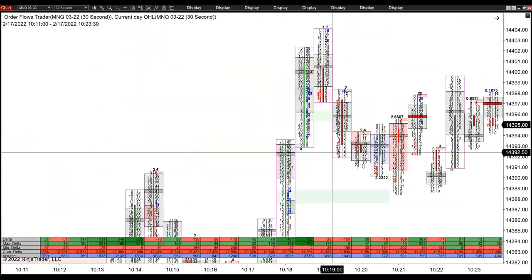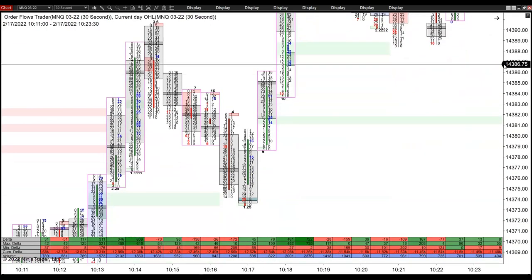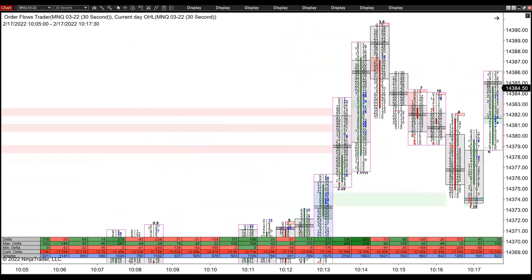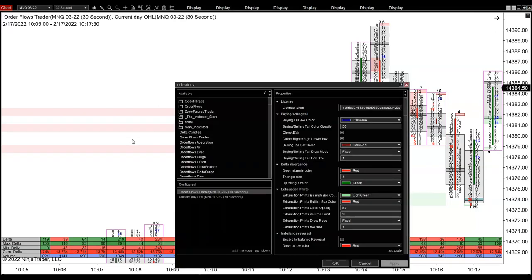Some days, some bars are just off the chart. So what you can do, you go to the indicator setting.